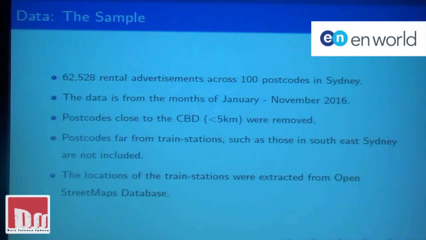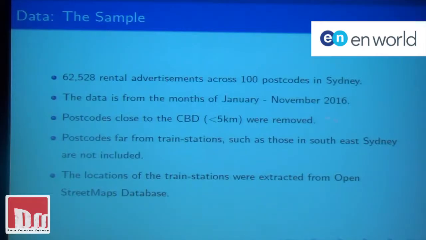I also removed postcodes that are close to the CBD. So what's the motivation for that? Well, my idea is that you value living next to a train station because you want to catch it to get to work. If you live within the CBD or very close to it, you can just walk or ride your bike. I don't know, whatever people do. So I just assumed that the impact in these areas would be zero.